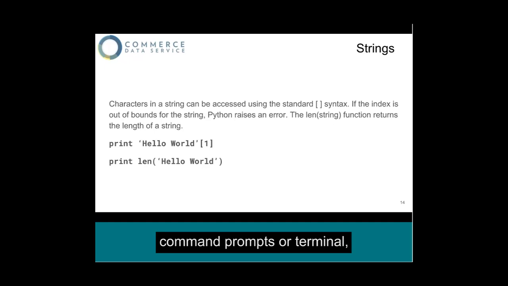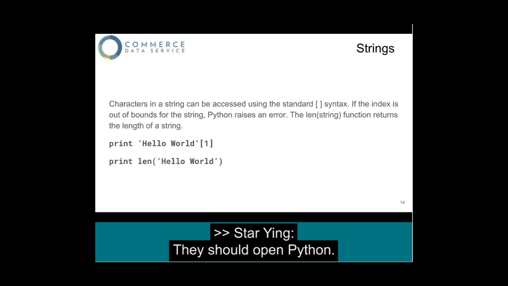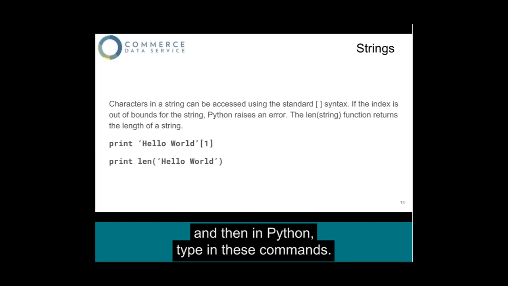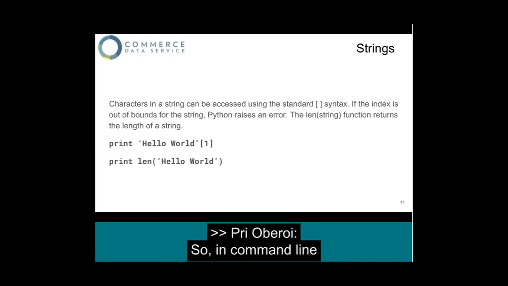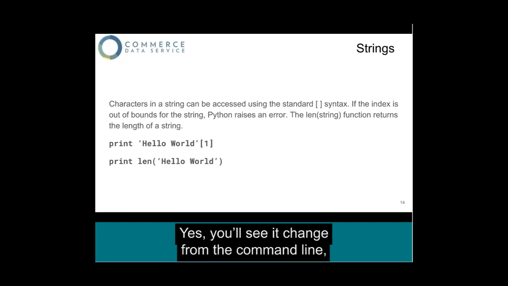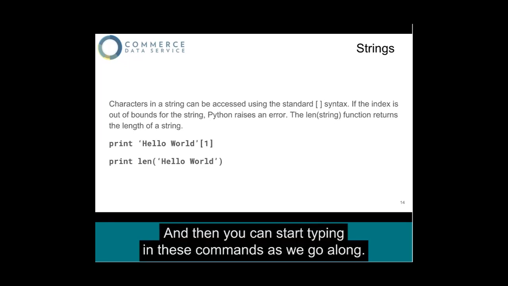Can folks, if they're using command prompt or terminal, just type in the code they're seeing on the slides to see this work? They should open Python, just call Python alone in the command prompt, and then type in these commands in Python. That's something you can do as you follow along. You'll see it change from the command line, which will probably give you the directory, to the greater than sign or something, and that'll show you you're in Python. Then you can start typing in these commands as you go along.